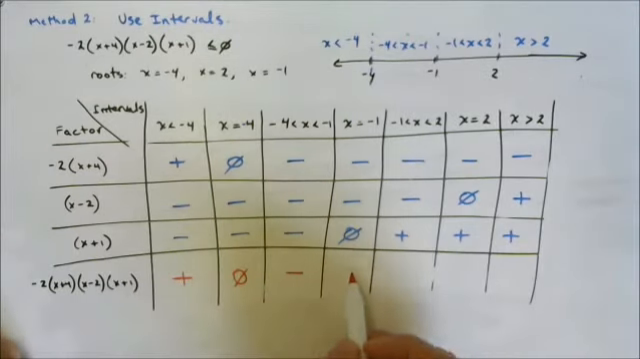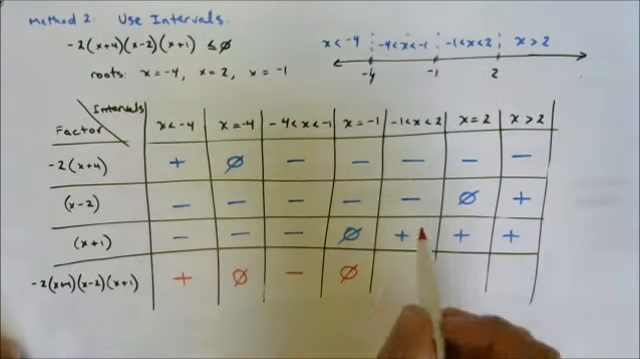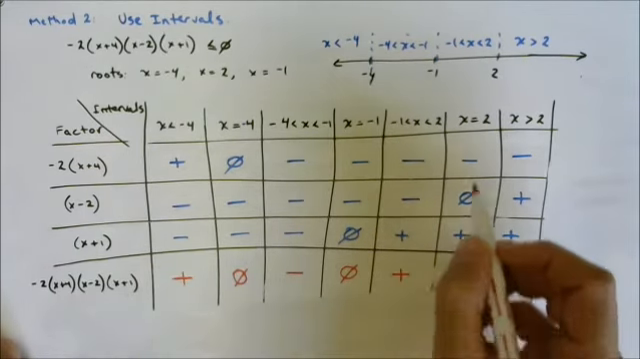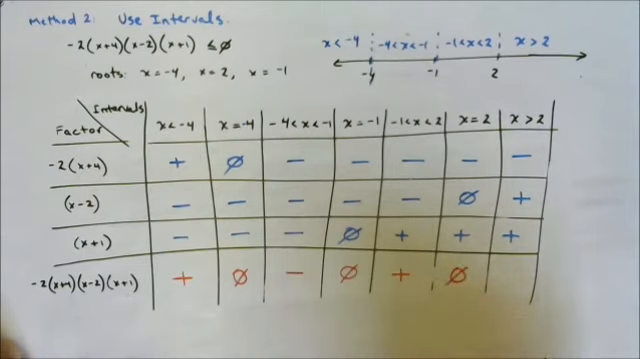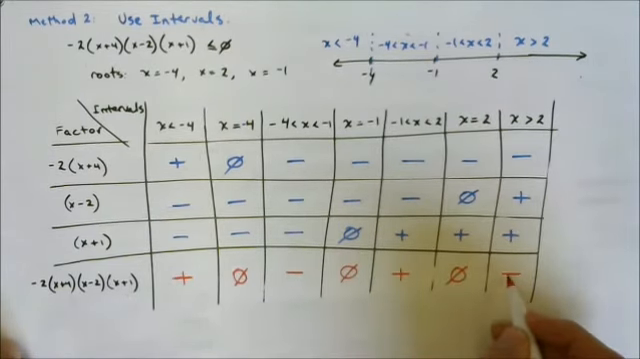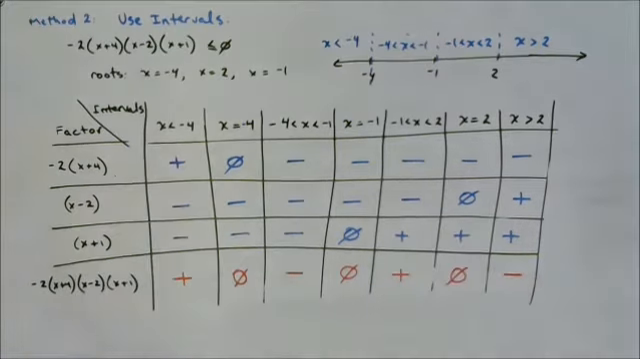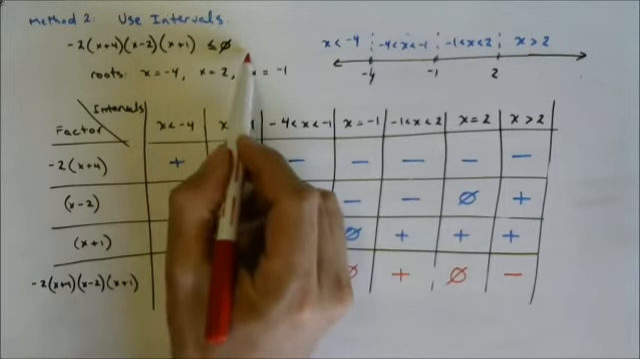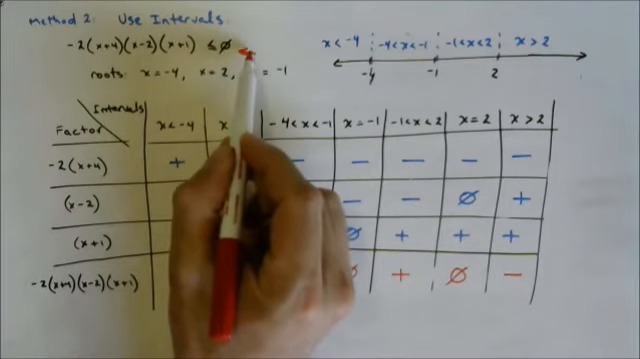The next one has a 0 in it, so it's 0. The next column has 2 negative factors, so it's positive. The next column has a 0 in it, so it's 0. And the next column has 1 negative factor, which makes it negative. And now we simply analyze what intervals and what columns actually result in meeting the requirements and satisfying our original inequality.